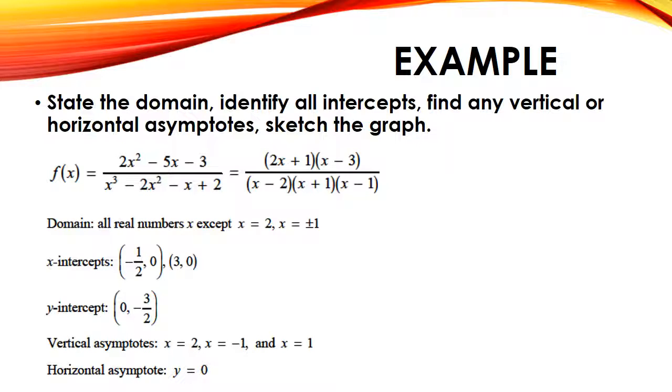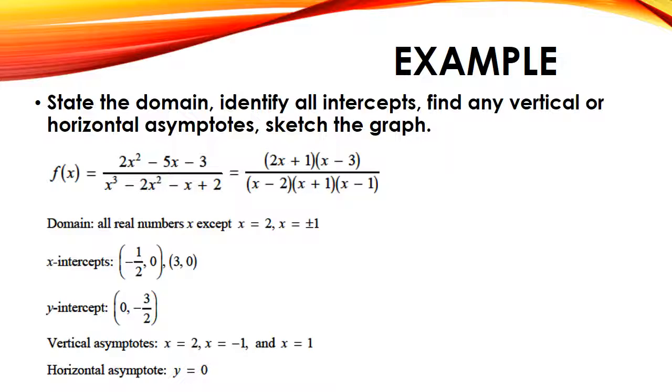My x-intercepts are going to occur where the equation itself equals 0, and since the bottom is not allowed to equal 0, what I do is I set the top equal to 0 and solve to find the x-intercepts. And when I do that, I get -1/2 and I get 3 for my x-intercepts. The y-intercept is easier. In fact, if I were you, I would just put 0 into the original equation for all the x's. And when you do that, you get -3/2. So (0, -3/2) is your y-intercept.